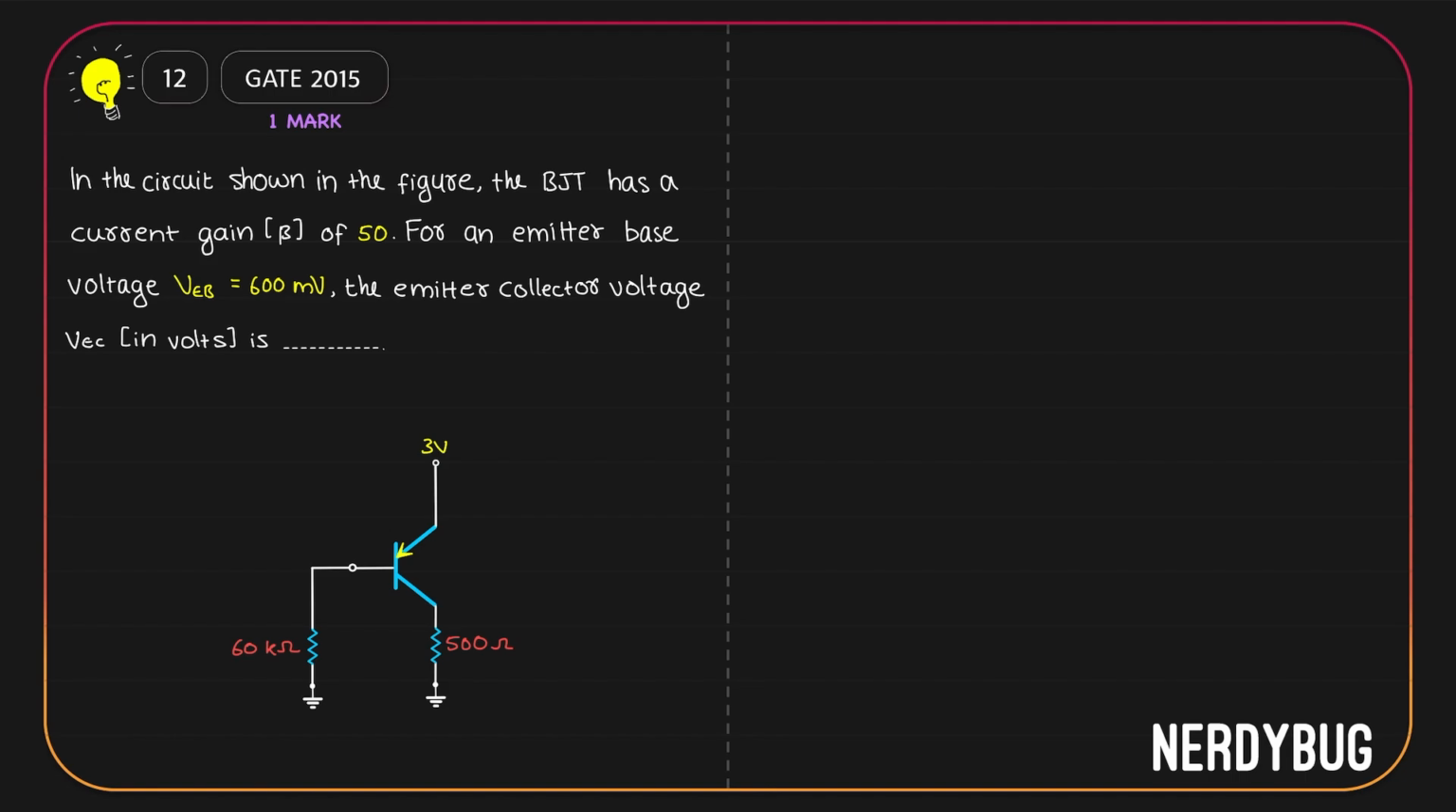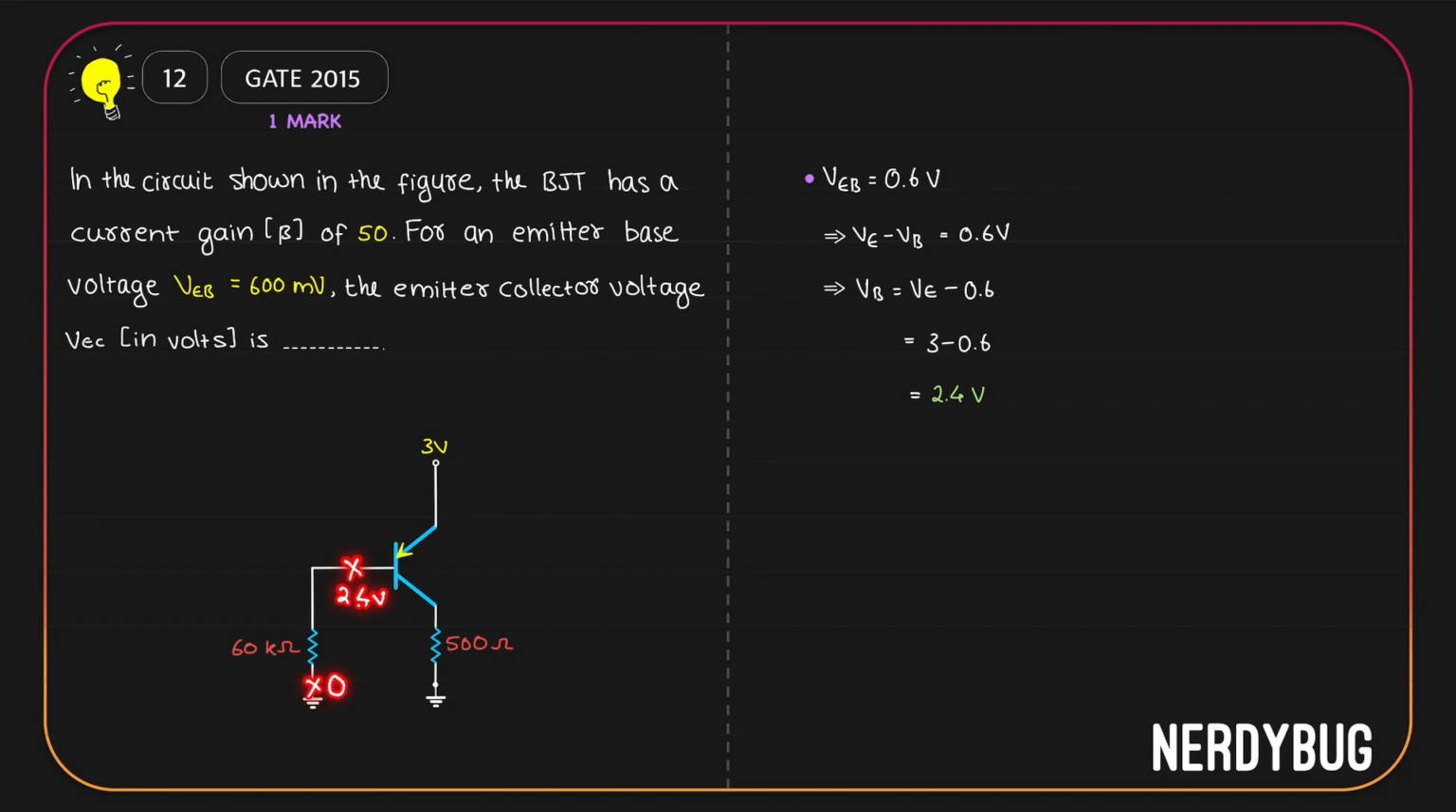It is given in the question VEB is 600 millivolt, or we can write it is 0.6 volt. Now VEB can be written as VE minus VB. So VE minus VB is 0.6 or VB is VE minus 0.6. Now what is VE? From the circuit diagram we can see that at the emitter we have a 3 volt supply. So VE is 3 volt, that means VB is 2.4 volt. So at this point, which is at the base, we are getting a 2.4 volt.